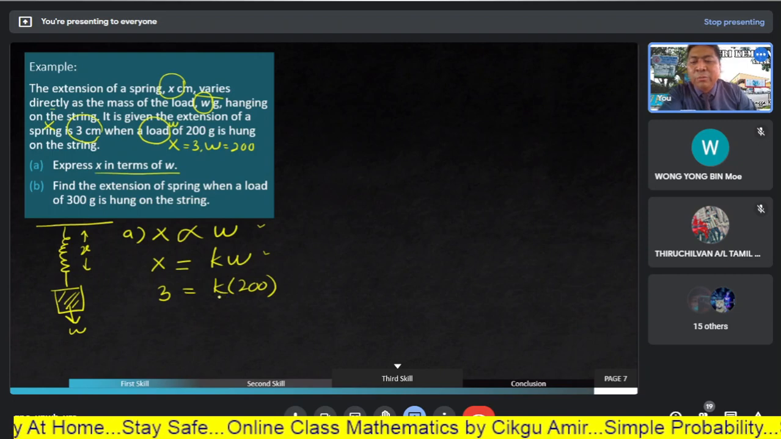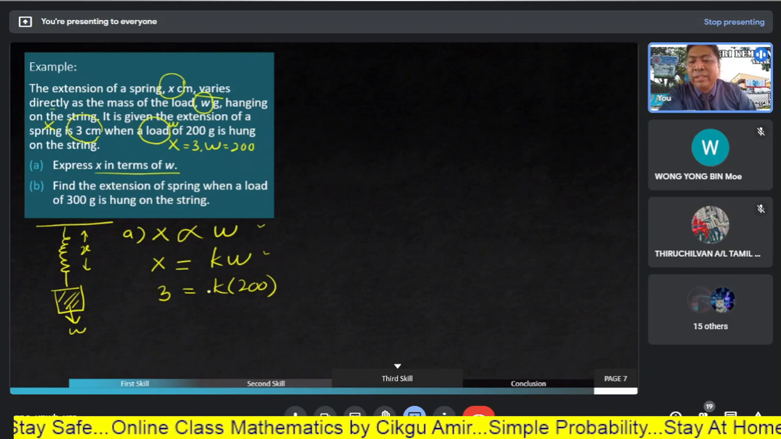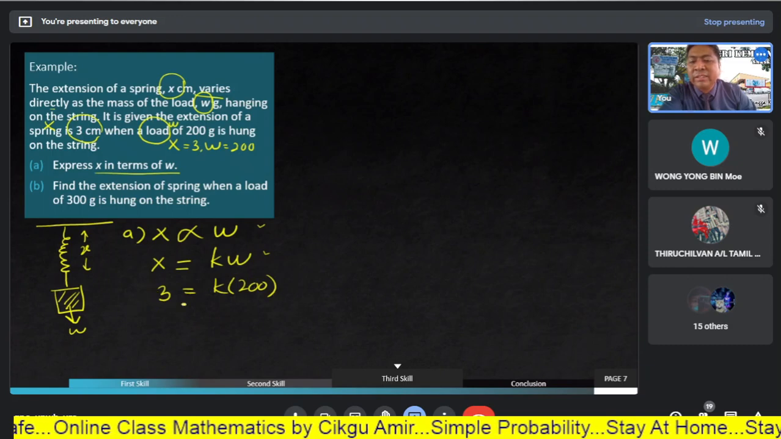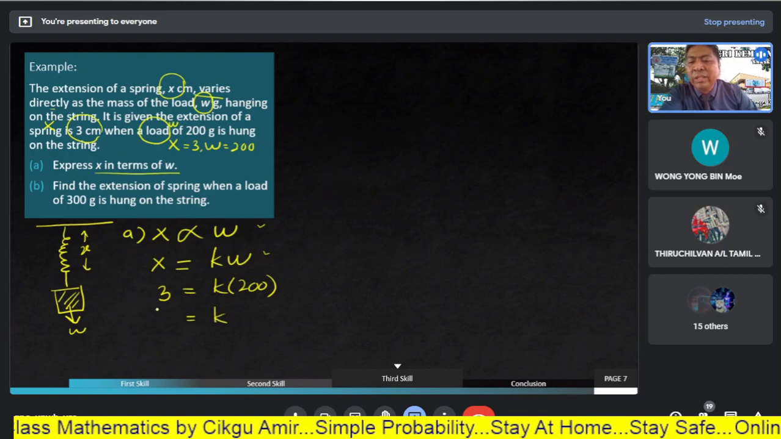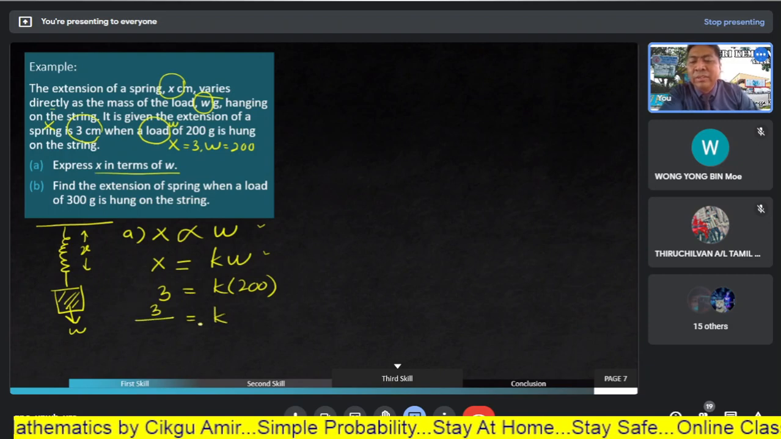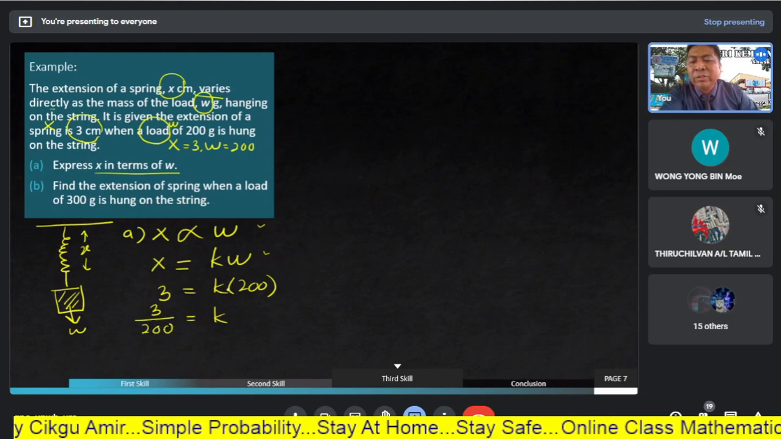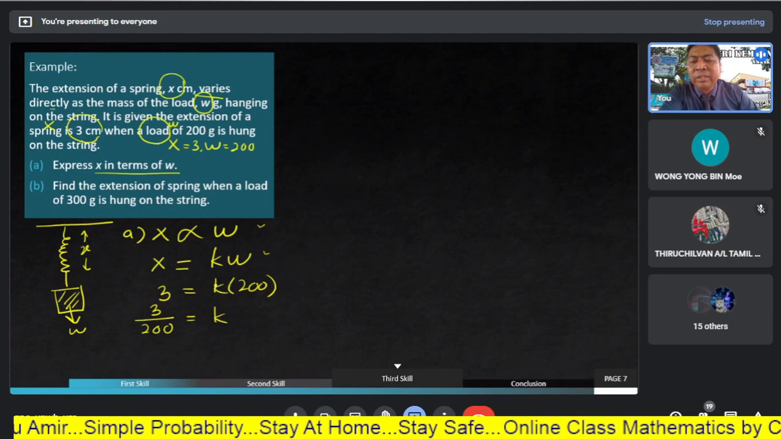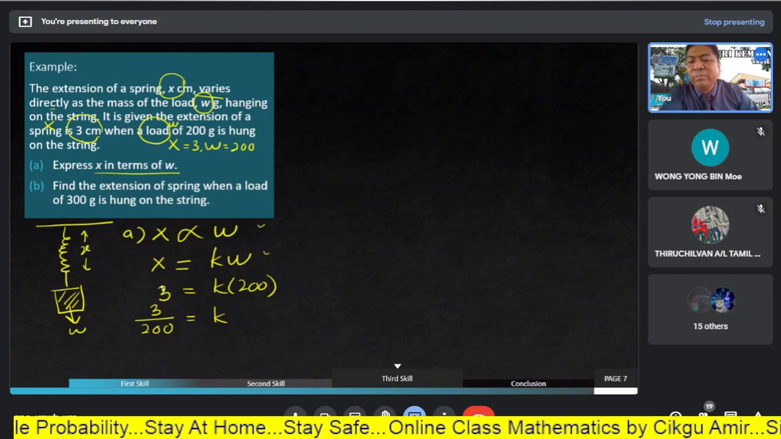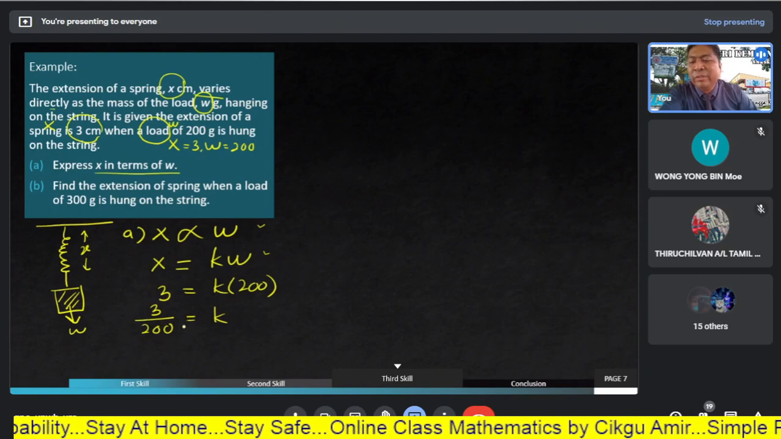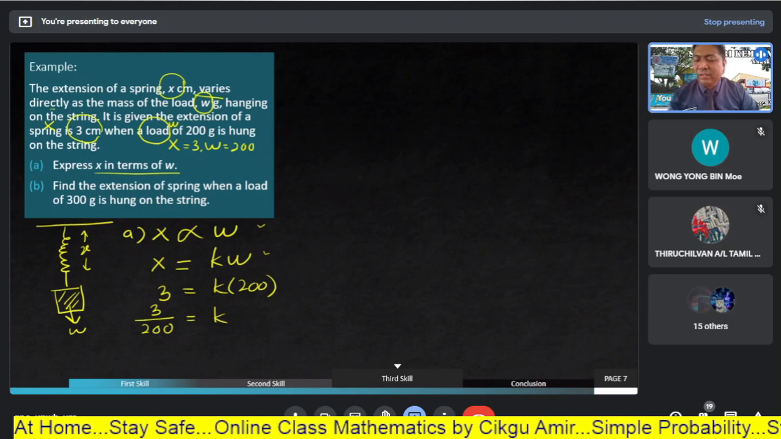To find K, 200 must move to the other side. It becomes 3 divided by 200, or 3 over 200. Why divide? Because here it is multiplication. When you move it to the other side, it becomes divide. 3 over 200.